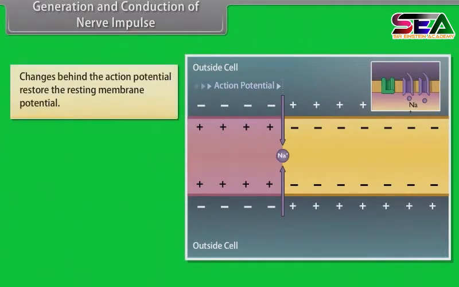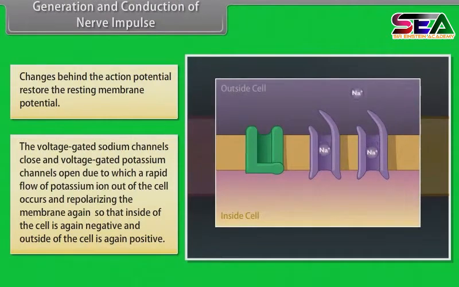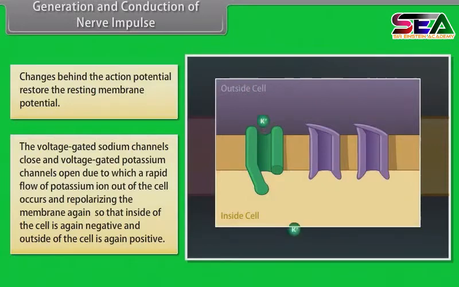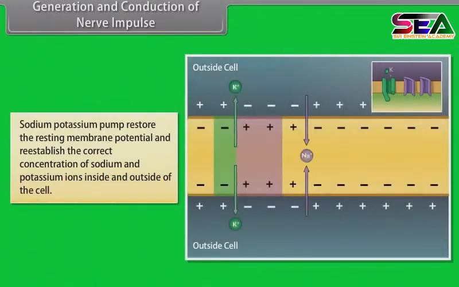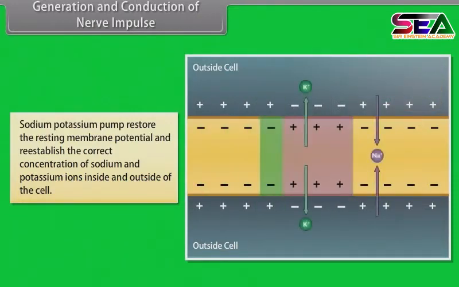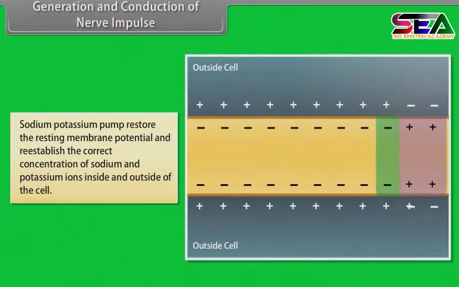Changes behind the action potential restore the resting membrane potential. The voltage-gated sodium channels close and voltage-gated potassium channels open, due to which a rapid flow of potassium ions out of the cell occurs, repolarizing the membrane again, so that the inside of the cell is again negative and the outside of the cell is again positive. Sodium-potassium pump restores the resting membrane potential and re-establishes the correct concentration of sodium and potassium ions inside and outside of the cell.